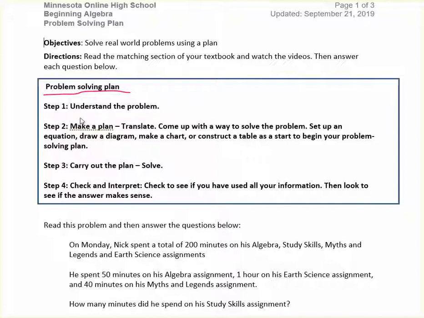Step one is to understand the problem. That usually involves reading the problem, finding the important information, asking questions, looking things up. That's all part of understand the problem.